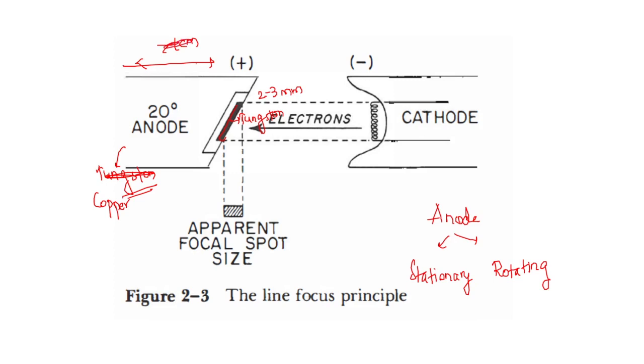The dimension of tungsten is very large. It's large, okay, not 1 centimeter. We don't have actual values, but it is large. And then the anode is inclined at an anode angle of 6 to 20 degrees. Here, what are the reasons for choosing tungsten as a target anode?